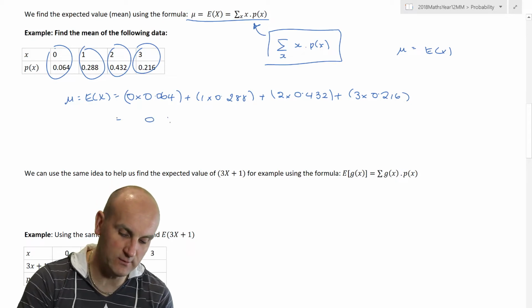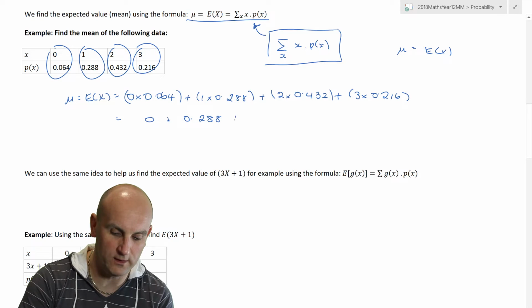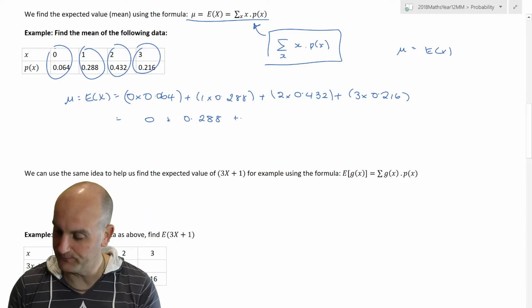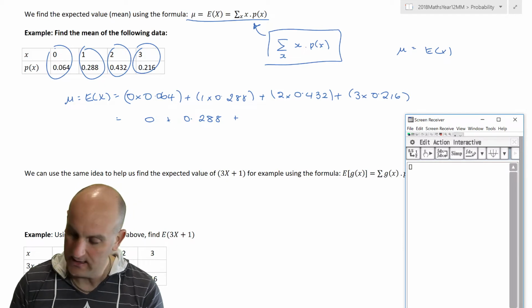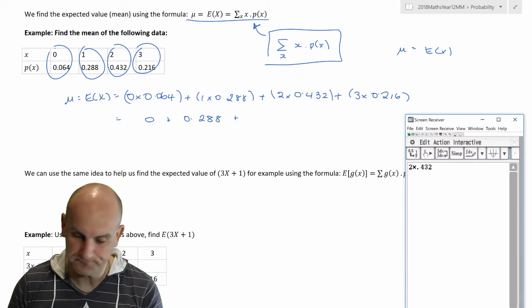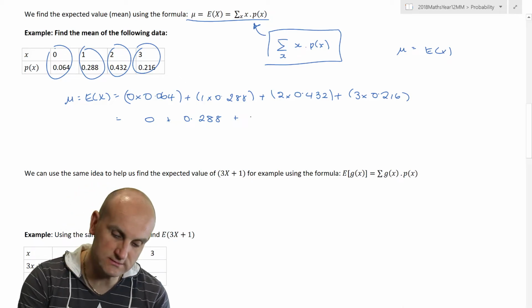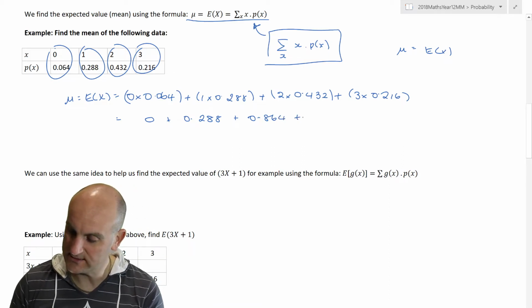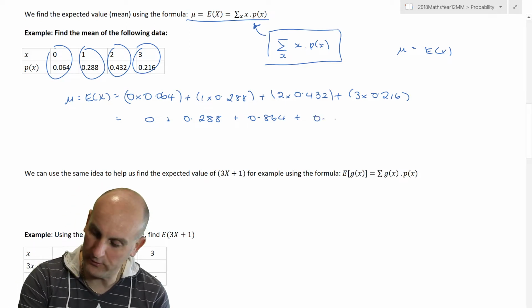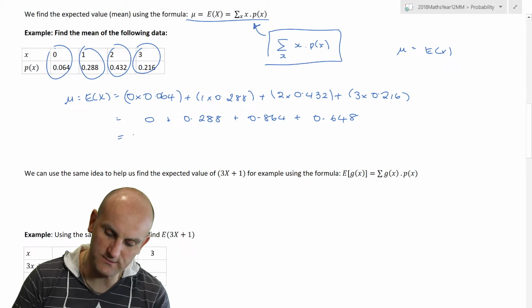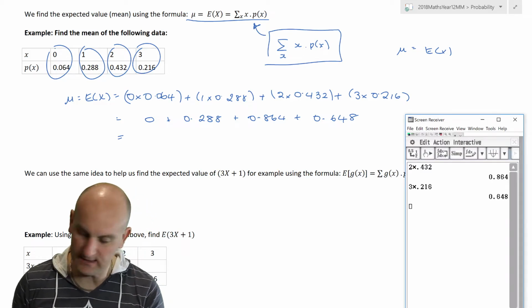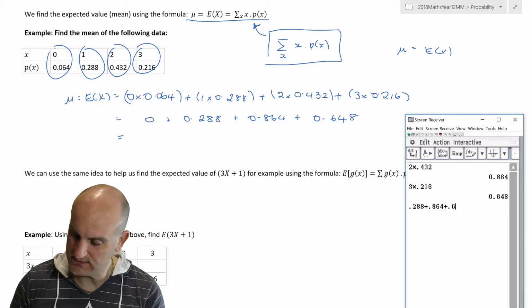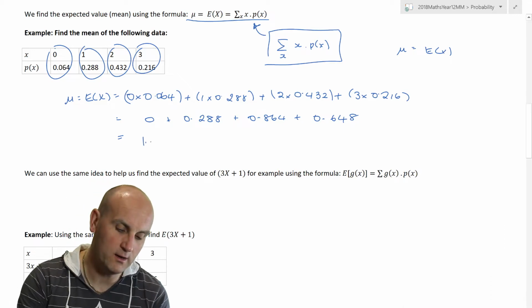Now, I don't need a calculator to help me with that one, and I certainly don't need a calculator to help me with that one, but I certainly do need a calculator to help me with this one. So, if I now fire up my trusty calculator and do 2 times 0.432, I'm going to get 0.864, and if I do 3 times 0.216, I know you can't see my calculator screen, but don't worry about it, 0.648, which means when I add all those together, what do I get? I get 0.288 plus 0.864 plus 0.648 gives me a grand total of 1.8.